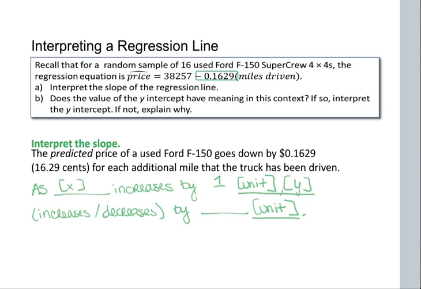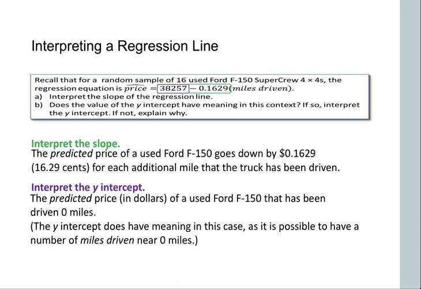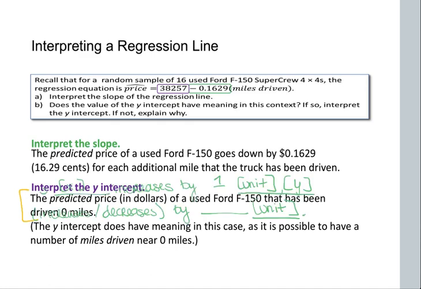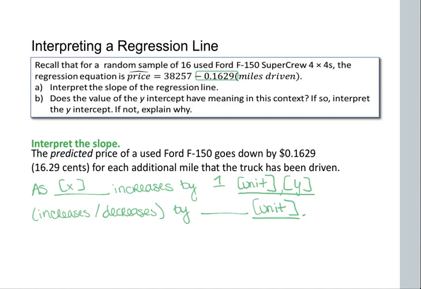So therefore, since our y-intercept makes sense, we want to say, and this is very important, the predicted price in dollars of a car that has been driven 0 miles. Oh, so there's something that I missed in your other part. One second. You see this part right here? Do me a favor. Add this, the predicted price, to the top. It's okay. I'll give you some time to go and fix it. Okay. So make sure you add the predicted price for me, please.